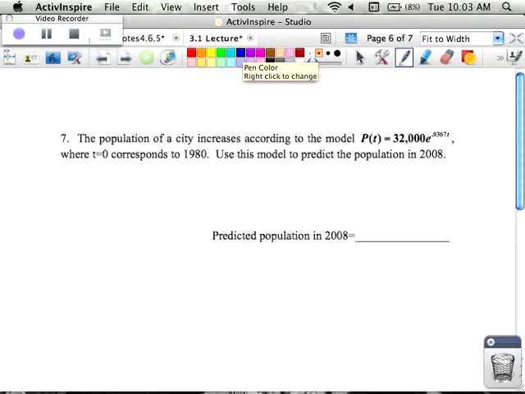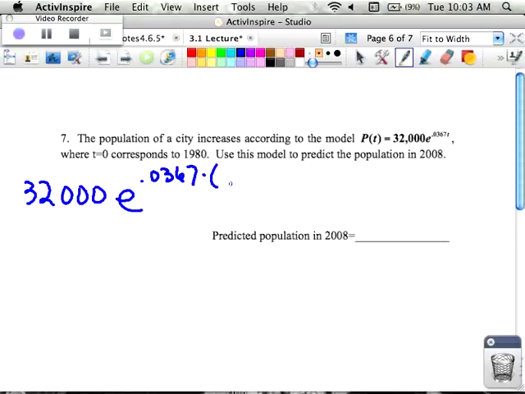32,000 e to the 0.0367 times 28. Why? Because we're going from the year 1980 to 2008. That's 28 years later. So when you write this out, you will find out that to the nearest human being, you should get 89,419, I believe.